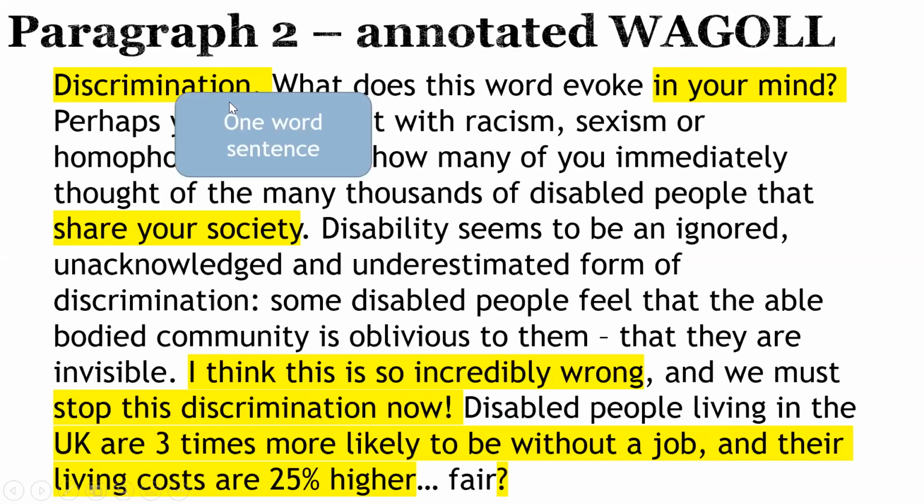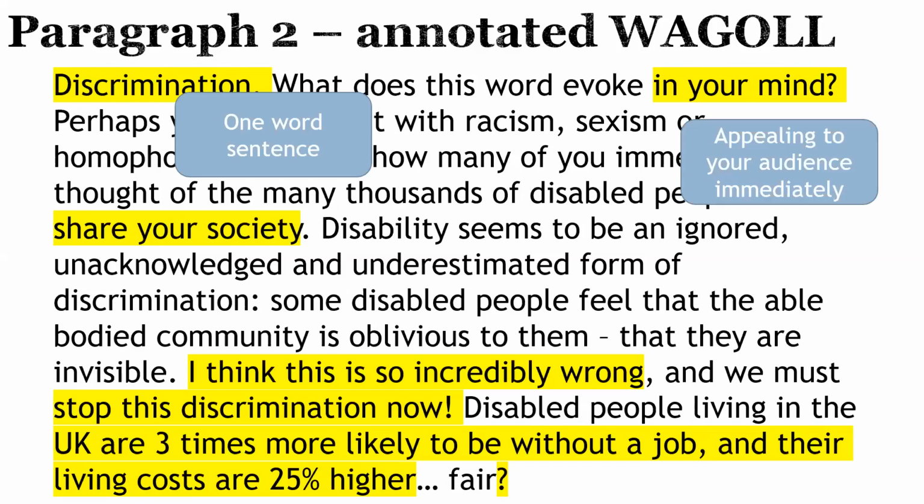Discrimination. Okay, straight away, that's a one-word sentence. The paragraph starts with a one-word sentence. It is re-emphasizing to your reader what you are talking about, and you are emphasizing the importance of what you are saying.